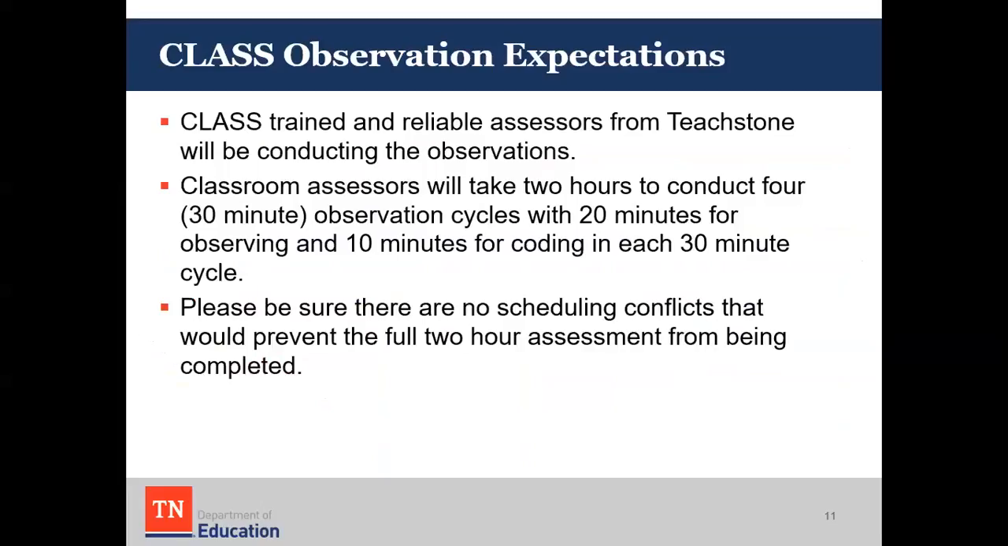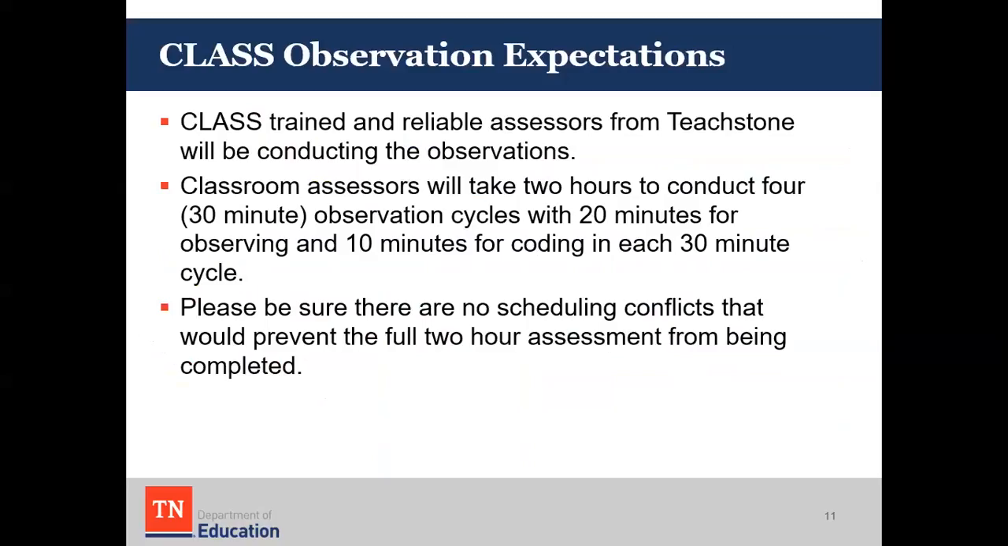And so we're just asking for you to be aware that they're coming and to look for communication that they'll be providing about when they're coming. Classroom assessors, when they come, it's important for your teachers to know this, that they will take 2 hours to actually conduct 4 30-minute observation cycles with 20 minutes for the actual observing, and then they'll step out and do 10 minutes for coding, and then they'll come back in and repeat another 30-minute cycle for a total of 2 hours at a time. And then we're asking you, here's where we need your help.